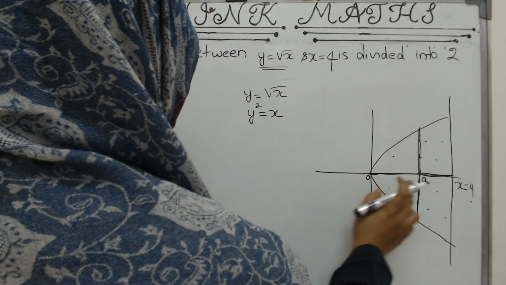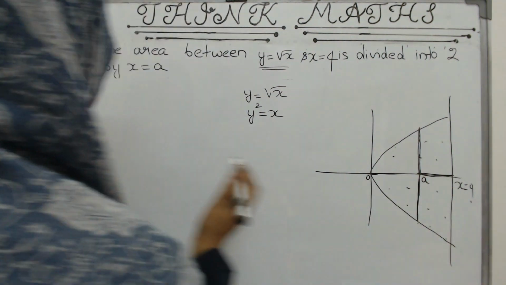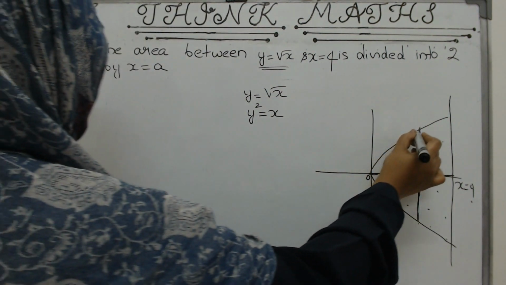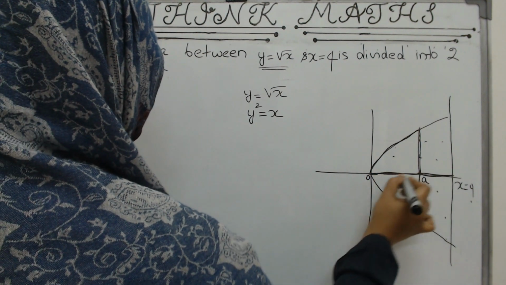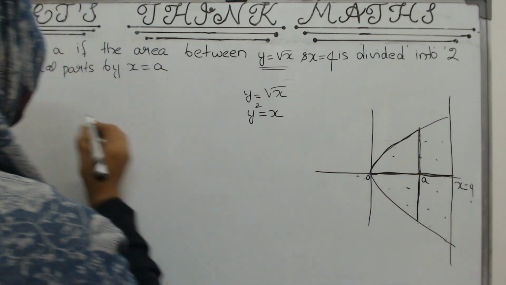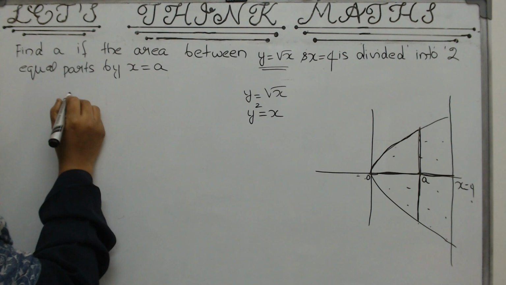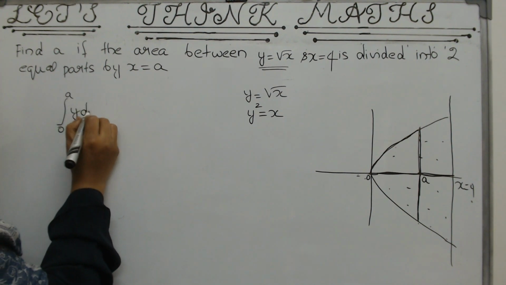But what is the area from 0 to a? We know what it is, right? We have a curve, we have an x-axis, and we have two ordinates. So what is it? 0 to a, y dx.